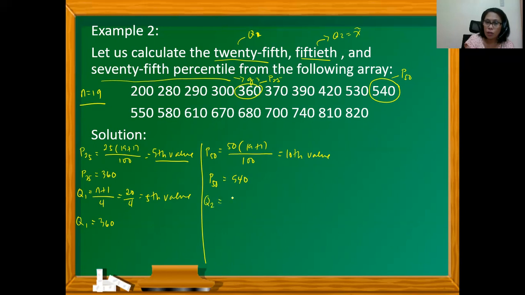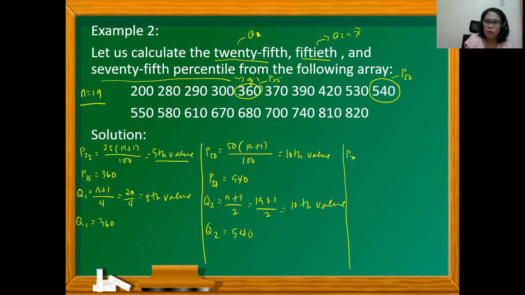So the position for the second quartile is defined by (n plus 1) all over 2. So this is 19 plus 1 divided by 2. So this is the 10th value. So really, the second quartile equals the 50th percentile.